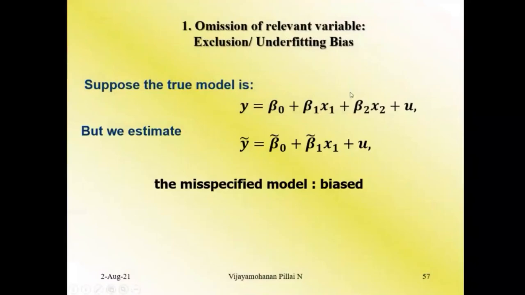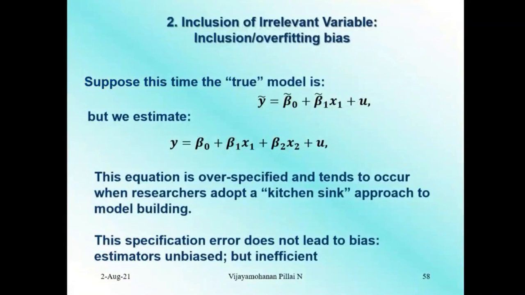So the first one is excluding a relevant variable, that is underfitting bias. Suppose the true model is with the two variables x1 and x2, but we estimate the model only with one variable. So the misspecified model will be a biased one. In the second case, our true model has only one variable, but we estimate including an irrelevant variable. In this case, actually, there is no problem at all.